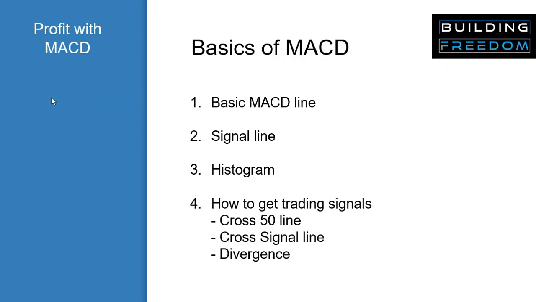We're going to talk about the basic MACD line, how that is calculated. That is the basis of all the indicator. We're going to talk about the signal line, the histogram. These are the three moving parts in the MACD indicator. Then we're going to talk about how to get some trading signals out of this. We're going to talk about the cross of the 50 line, cross of signal line, and some divergence.